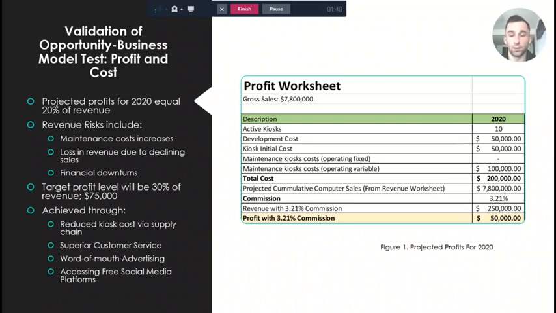Looking further down the road, our target profit level will be 30% of total revenue, so $75,000. And this can be achieved through several ways, to include reducing kiosk costs via supply chain, which will just help decrease costs for all things all across the board to include maintenance costs and installation, development. Also, a focus on superior customer service and word of mouth advertising will help boost a positive image of our company and sales. And finally, accessing free social media platforms will just help raise overall awareness as well as sales.